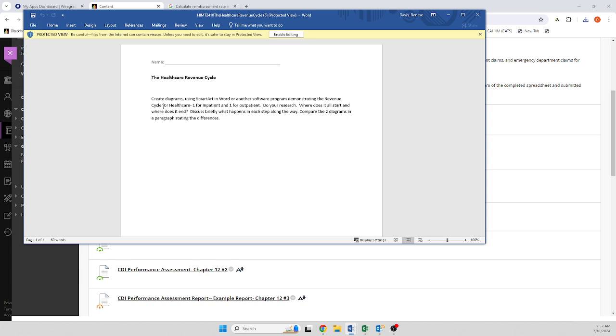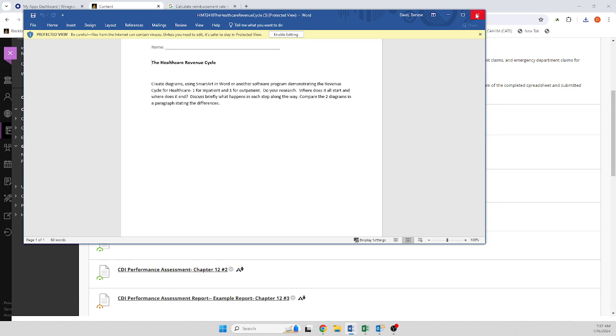So these are our previous chapters where we learned about the front end, the mid end, and the back end. So you're going to go back. It's not in this section that we're talking about now. This is kind of a wrap up from all of the previous chapters about our healthcare revenue. You do have to use SmartArt in Word. And they need to be one file, so one file for both. That's that one.